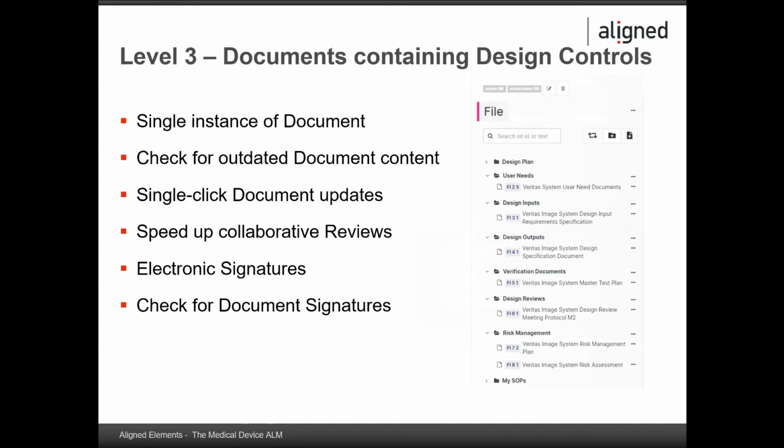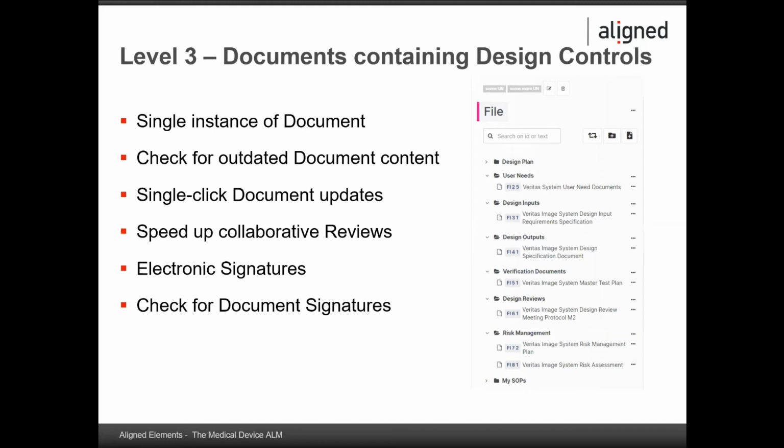On number 3, we reach the level of documents because, of course, in the end, it is the documents that we produce that are going to be audited. But in the case of design control documentation, many of these documents will contain design control items, and we have a really great way of populating Word documents with design control item data from our system. Of course, these documents are then also controlled by aligned elements. That means that there is a single source of truth for each document.